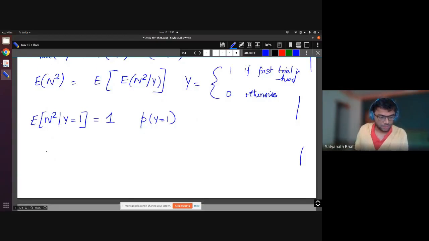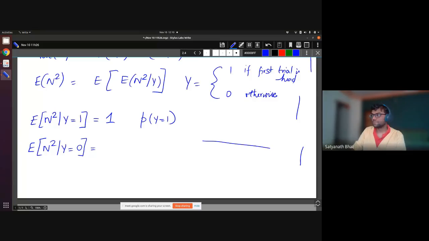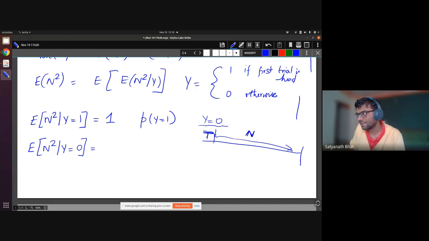Now let's try to answer the expected value of N square given Y equals 0. As before, what we said was the first coin toss is a tail, so I'm telling you Y equals 0. In this universe, the first coin toss came as a tail. But how many rounds do you need to wait till I see the next head? That continues to be the same random variable N, right?